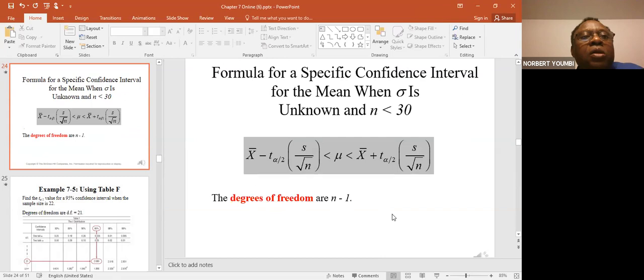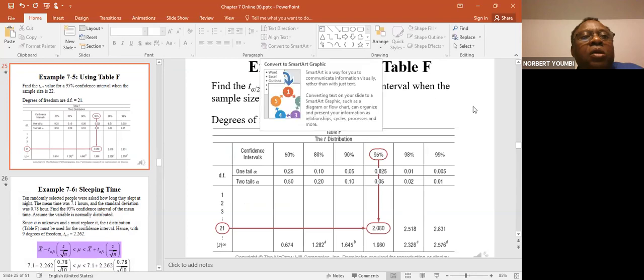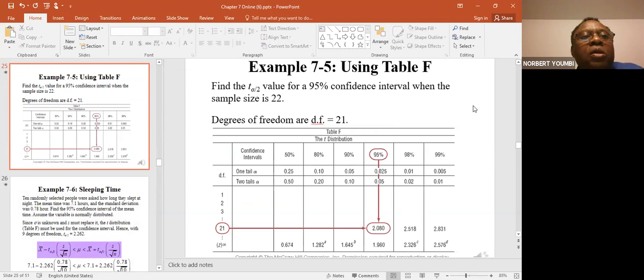So to find the confidence interval, you subtract the margin of error from the mean and add it to the mean, as we did for the Z distribution. Here is an example of how to find the T alpha over 2. So we are discussing at this point the T distribution. The T distribution table is in your textbook.